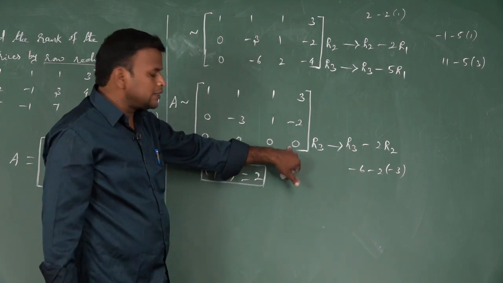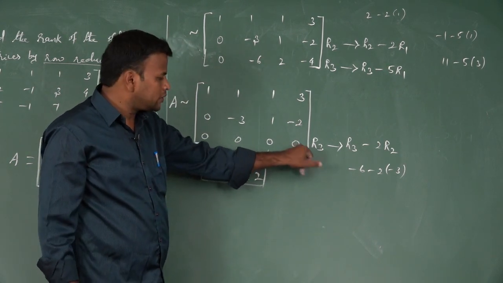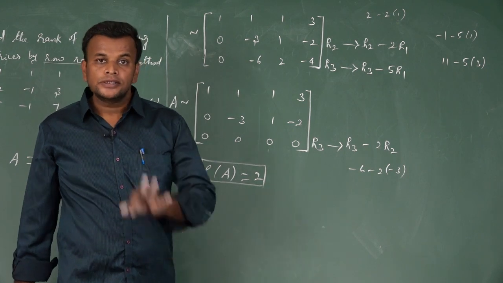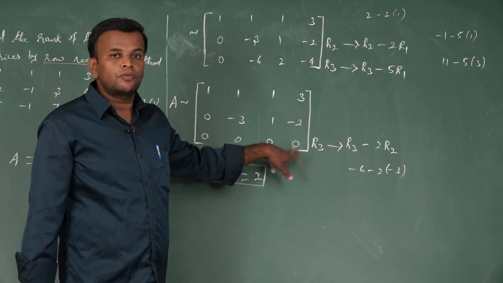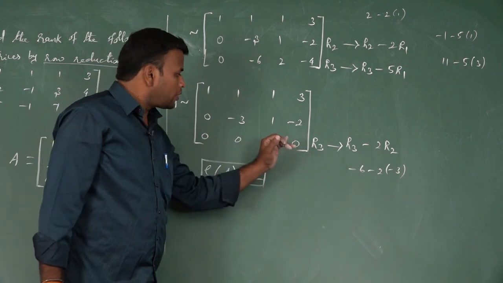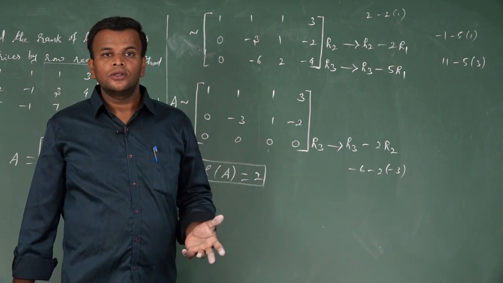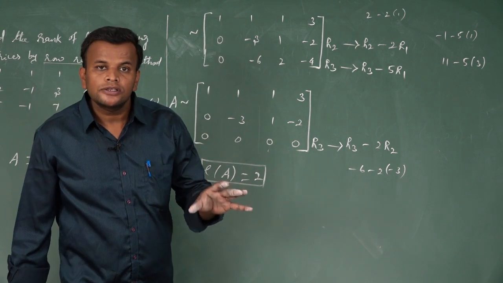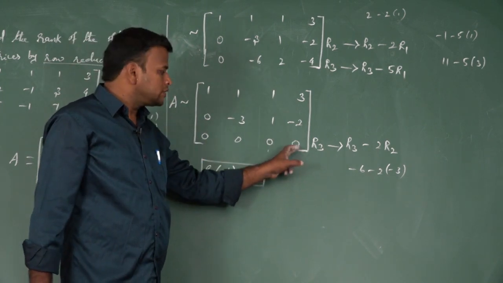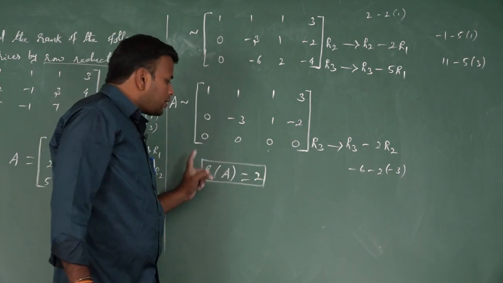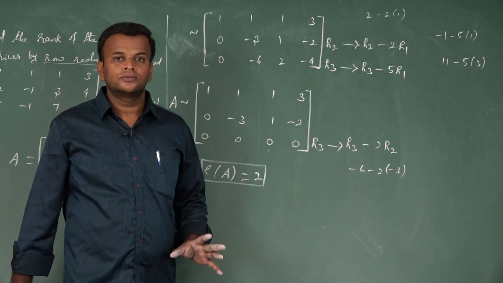Suppose one element occurs here, for example minus 1. Then the rank is 3 because this row contains one non-zero element. If any row contains at least one non-zero element, we consider it a non-zero row. But the third row is fully 0, so we consider it a zero row. So the rank of the matrix is 2.